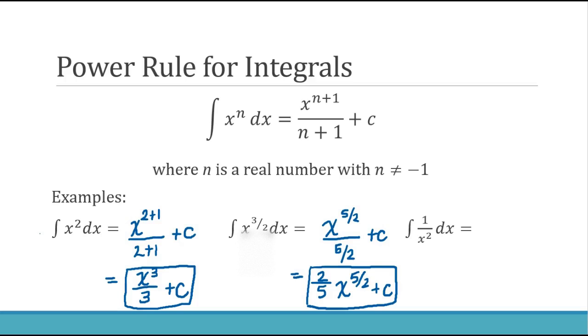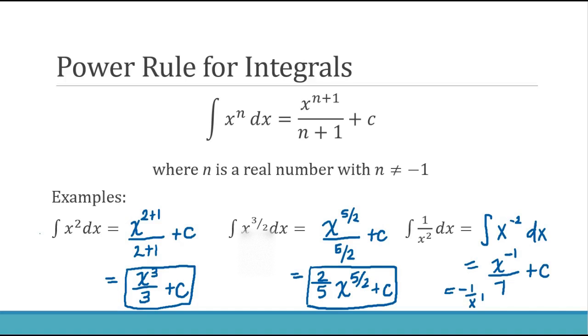And then finally here, I'd have to do a little bit of rewriting first, so I'm going to rewrite this as x to the -2 dx in order to apply my power rule. Notice I kept the integral sign here, so I haven't actually done anything besides rewrite the integrand yet. So now I'm going to apply the power rule for integrals. I'm going to add 1 to the exponent, so that's going to make it a -1, and then I divide by -1 plus c.